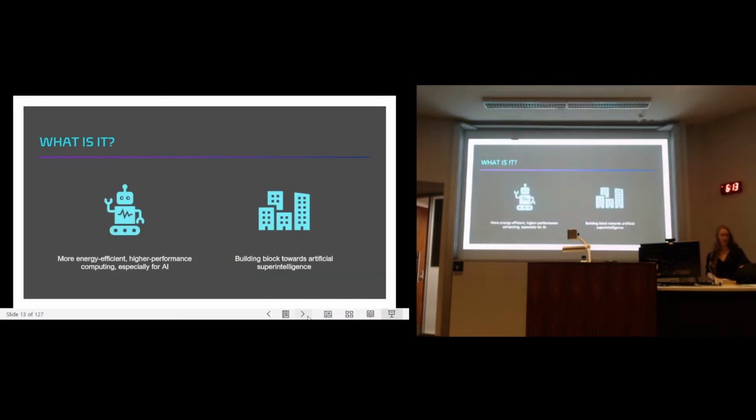So basically, we're looking at something that is really energy efficient. It's very high performance for computing, especially for artificial intelligence. And interestingly enough, people are also talking about it, as it says here, as the building block towards artificial and super intelligence. So this structure of computer kind of allows us to create artificial brains. We can take that to whatever extreme we want.